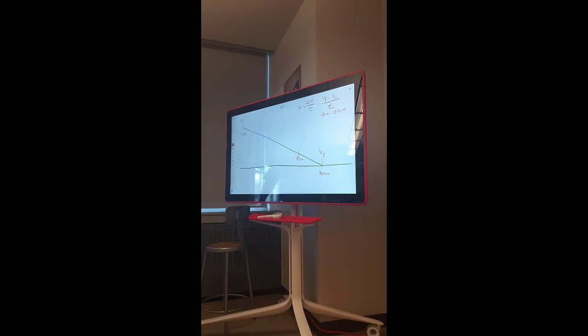What's velocity initial's value? 0. Why is it 0? Because you're setting it down on the ramp, and it's not moving until you let go, and then it starts to roll. So the velocity initial is up here, and it's equal to 0.